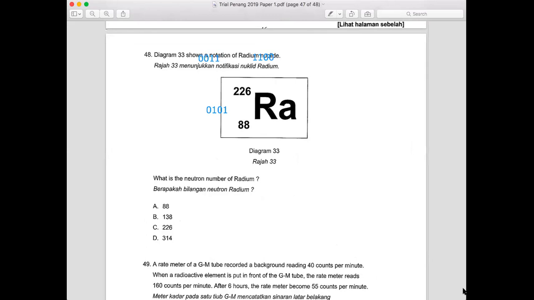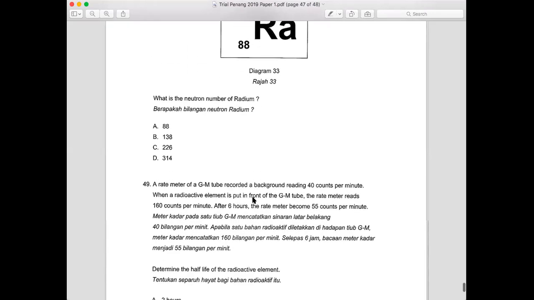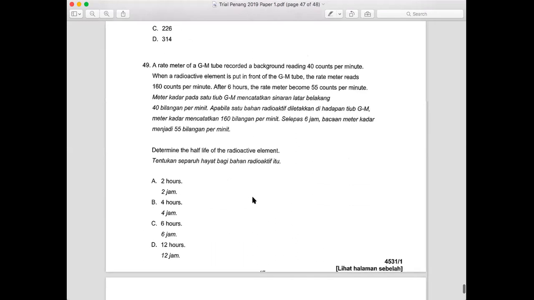What is the number of neutron? Kata B juga, B. Okay, betul. 226 minus 88. Senang. Awak dah belajar kat chemistry kan, nucleon number, neutron's number, ni proton number. Okay, 49. Ini apa jawapan dia?